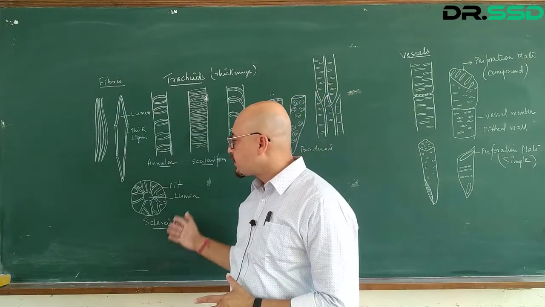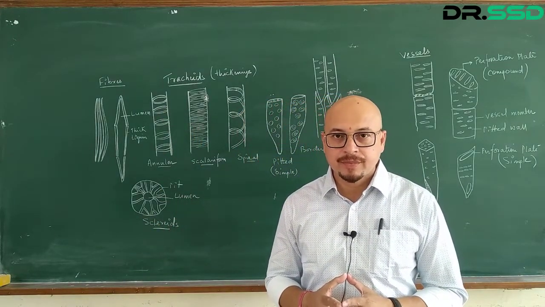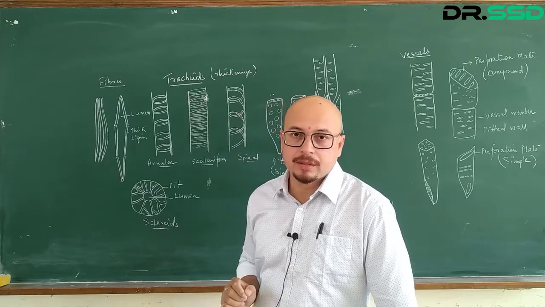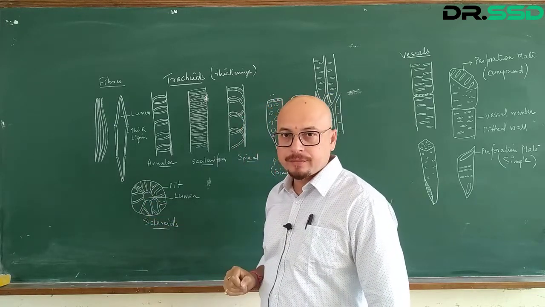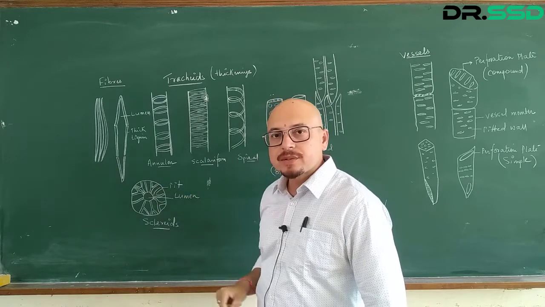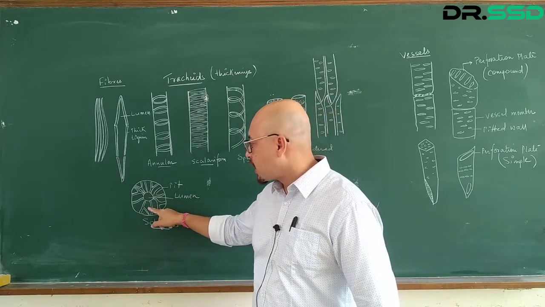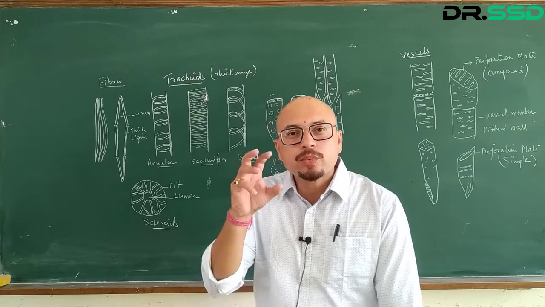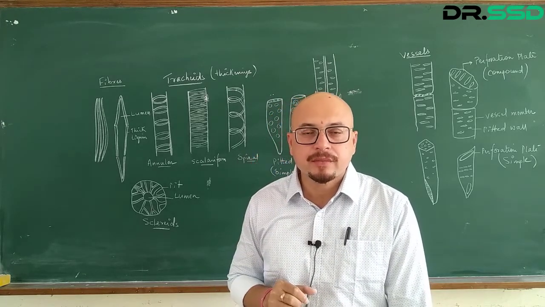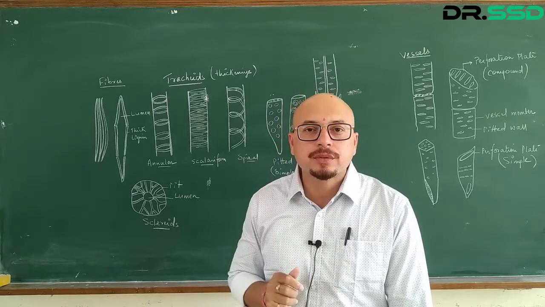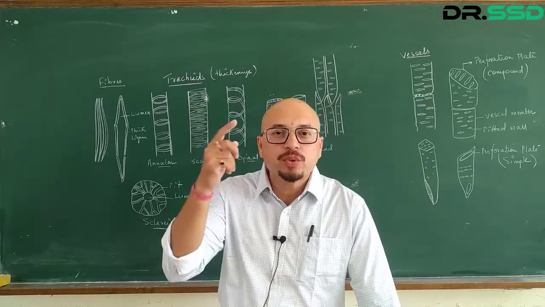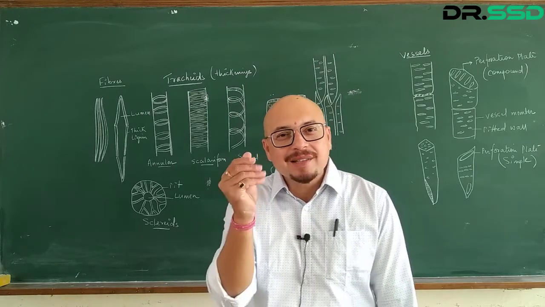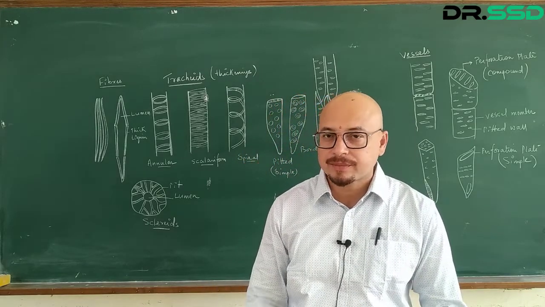Now, let's see the sclereids, how they will look. Sclereids are a bit simple to differentiate. Reason being, they are isodiametric. They would have a central lumen and they would have pits all around. And they have much more thickened walls, a tremendous amount of thickenings. So when you eat a pear, nashpati, that crunchy sound which you experience when you chew them, you are actually grinding the sclereids. So sclereids do produce that crunchy sound.